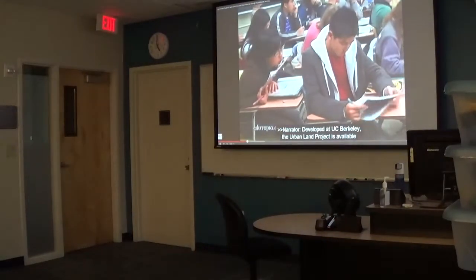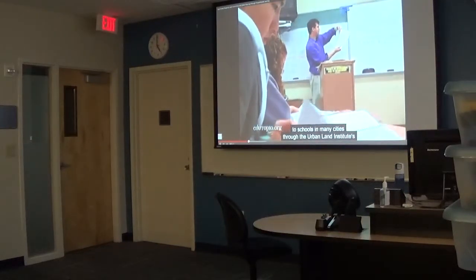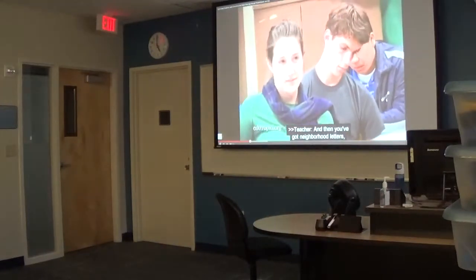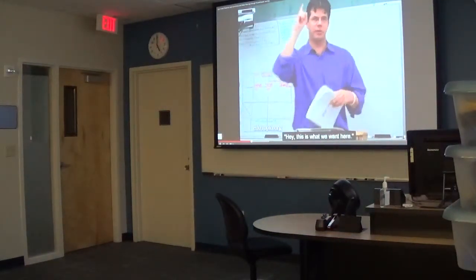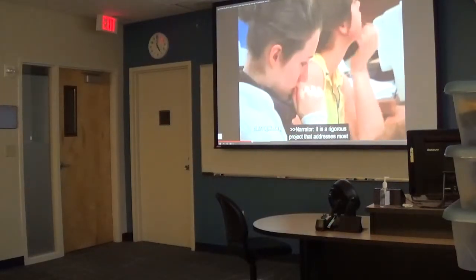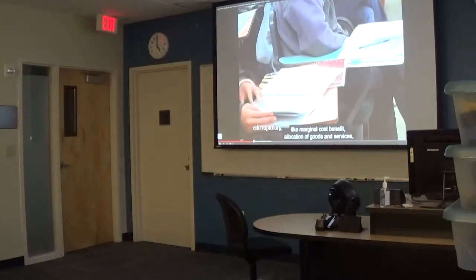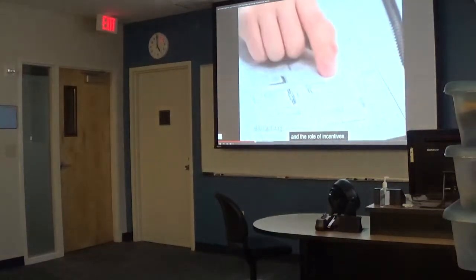Developed at UC Berkeley, the Urban Land Project is available to schools in many cities through the Urban Land Institute's district councils. And then you've got neighborhood letters, which are the interest groups that are so far set forward. It's really wonderful. It is a rigorous project that addresses most of the state economics curriculum standards, like marginal cost benefit, allocation of goods and services, and the role of incentives.